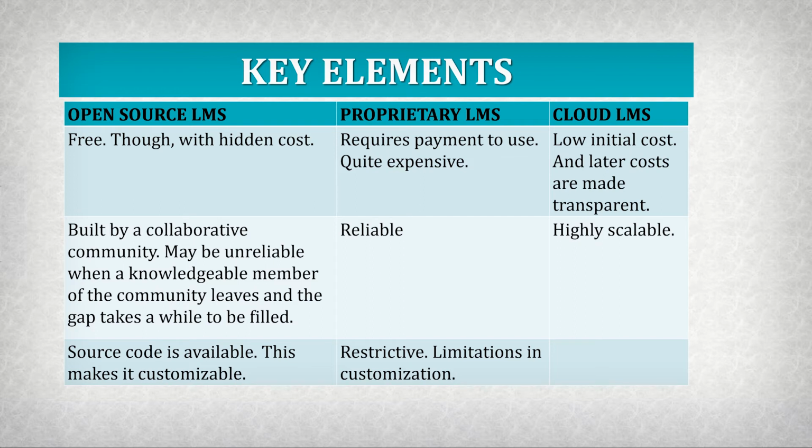The open source LMS is usually free, although there are some hidden costs, such as installation costs. But then, one of the advantages is that an open source LMS is built by a collaborative community. Different persons come together to build the LMS. However, the LMS may become unreliable, especially when a knowledgeable member of the community leaves the project, and then it takes time for that gap to be filled. One pro about an open source LMS is that the source code is available, and this makes it very easy to customize.